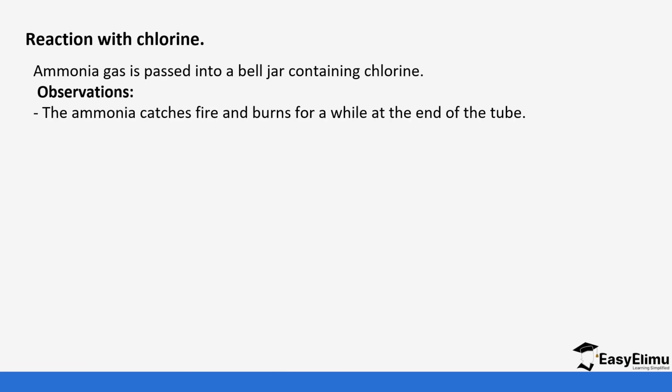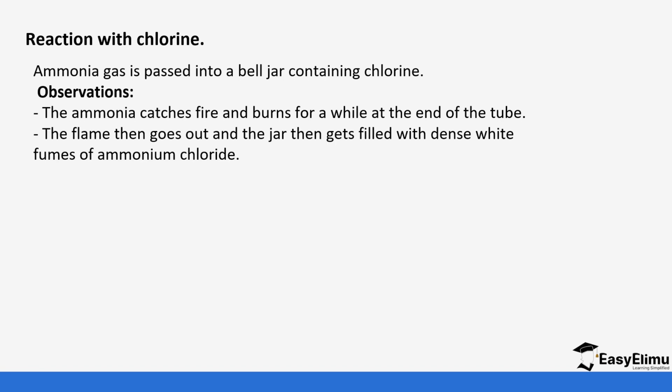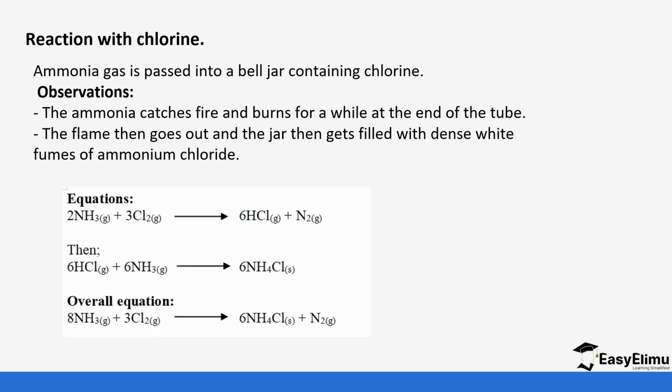And then a reaction with chlorine: ammonia is passed into a bell jar containing chlorine. It catches fire and burns at the end of the tube, and then the flame goes out and the jar gets filled with dense white fumes of ammonium chloride. This is quite similar to when ammonia gas was reacting with hydrochloric gas. So they form the same product.